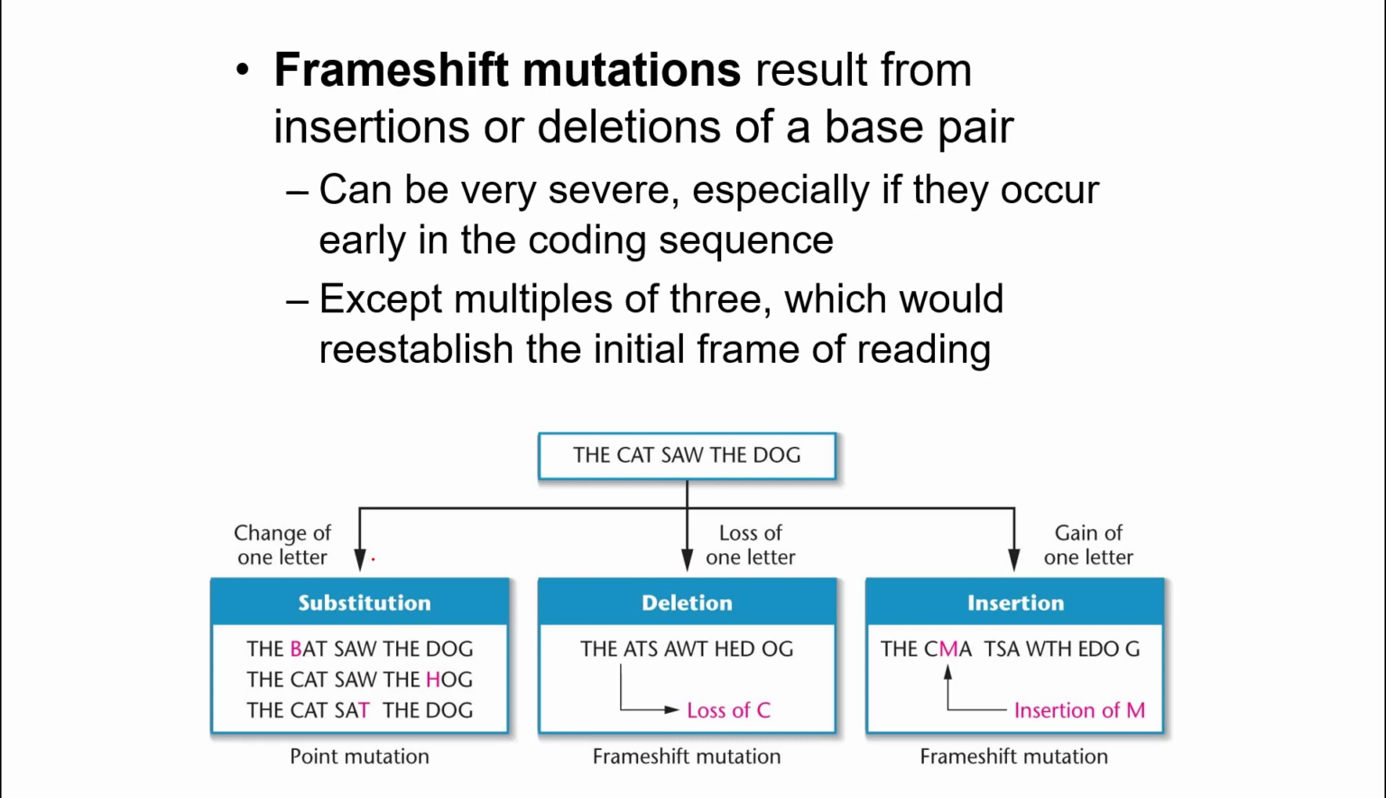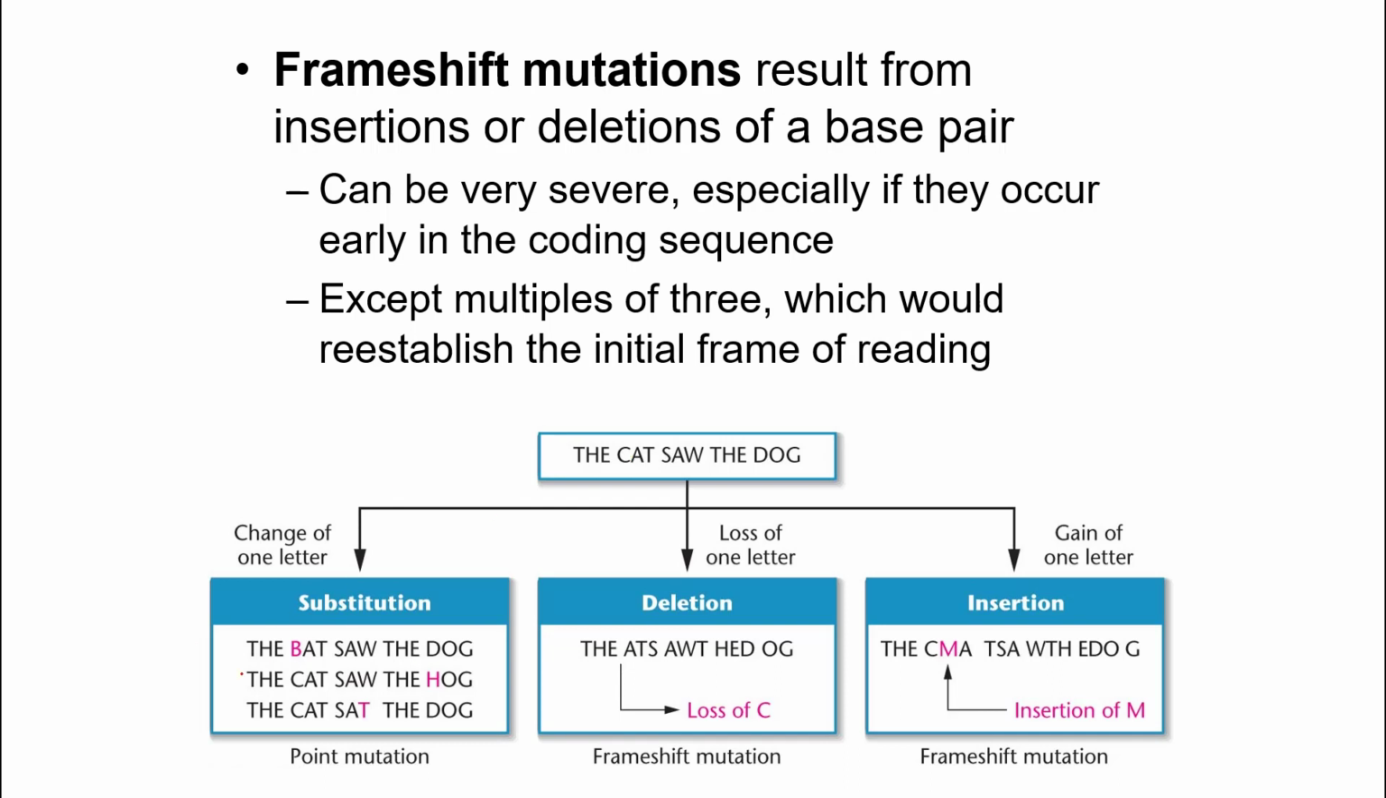Just as review, because we talked about this with genetic code, a frameshift mutation results when we have either an insertion or a deletion of a base pair. And this can be severe because it can cause our entire reading frame to shift. So again, if we think about the genetic code, it's read in triplets, so it's like three-letter words. If our code was translated and it basically was the cat saw the dog, right? These are all of our base pairs, THE, CAT, and so on. These are all codons. They make sense.